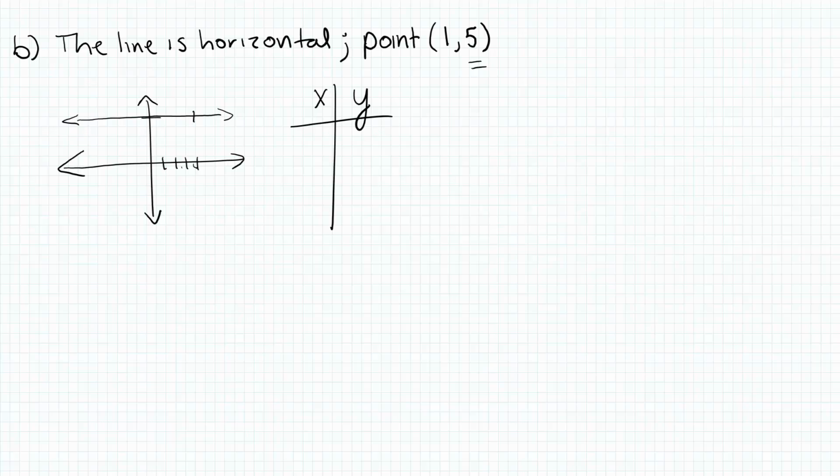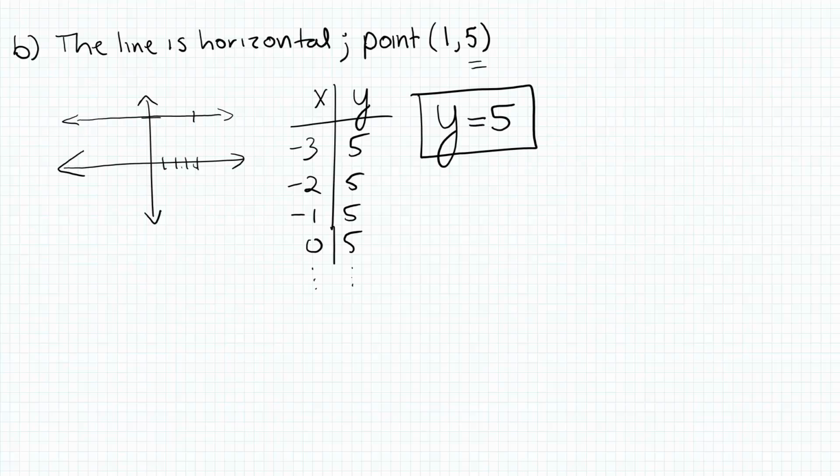So for example, (-3, 5), (-2, 5), (-1, 5), (0, 5), so on and so forth. And of course, (1, 5), the point that they gave us. So all you have to do to get the equation here is to say, we were looking for the collection of points where y is equal to 5. This is the definition of a horizontal line.